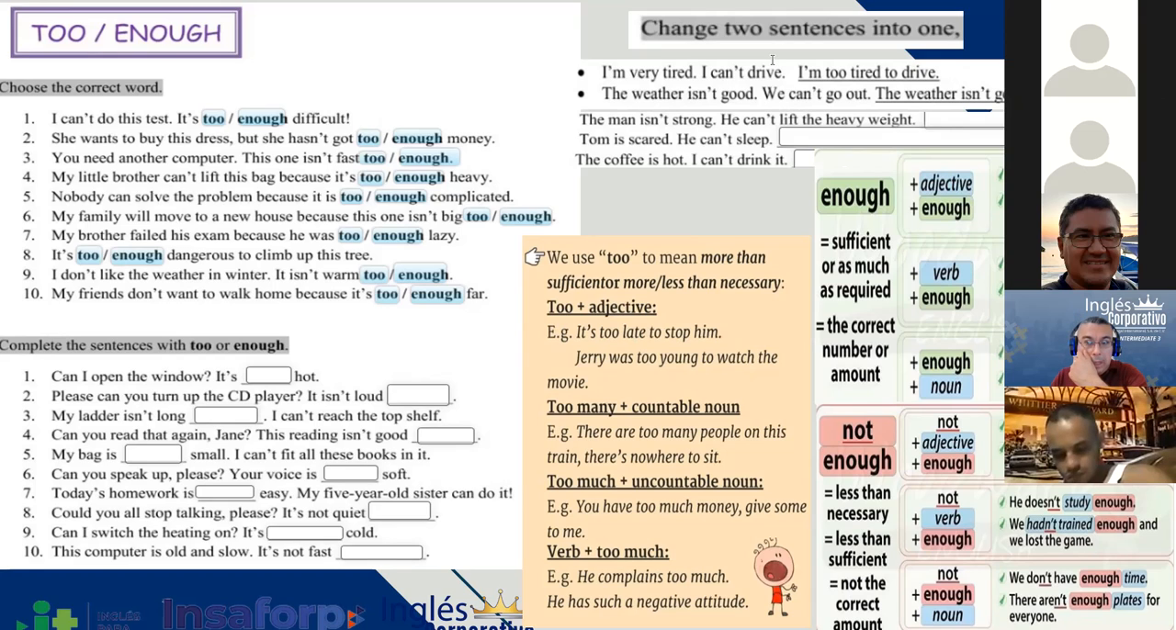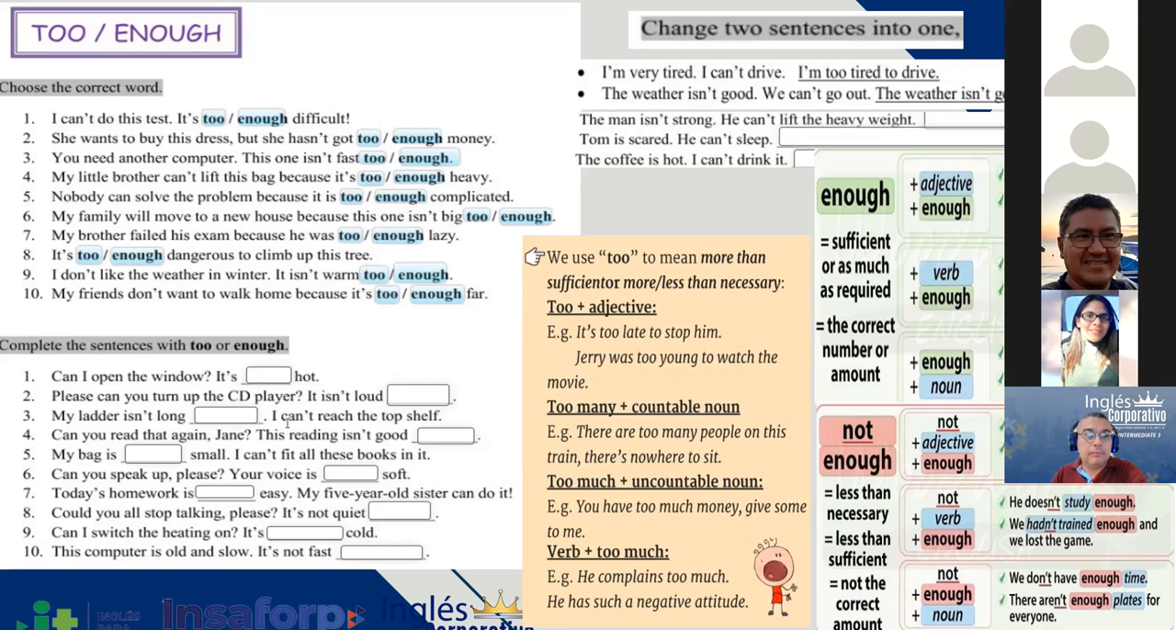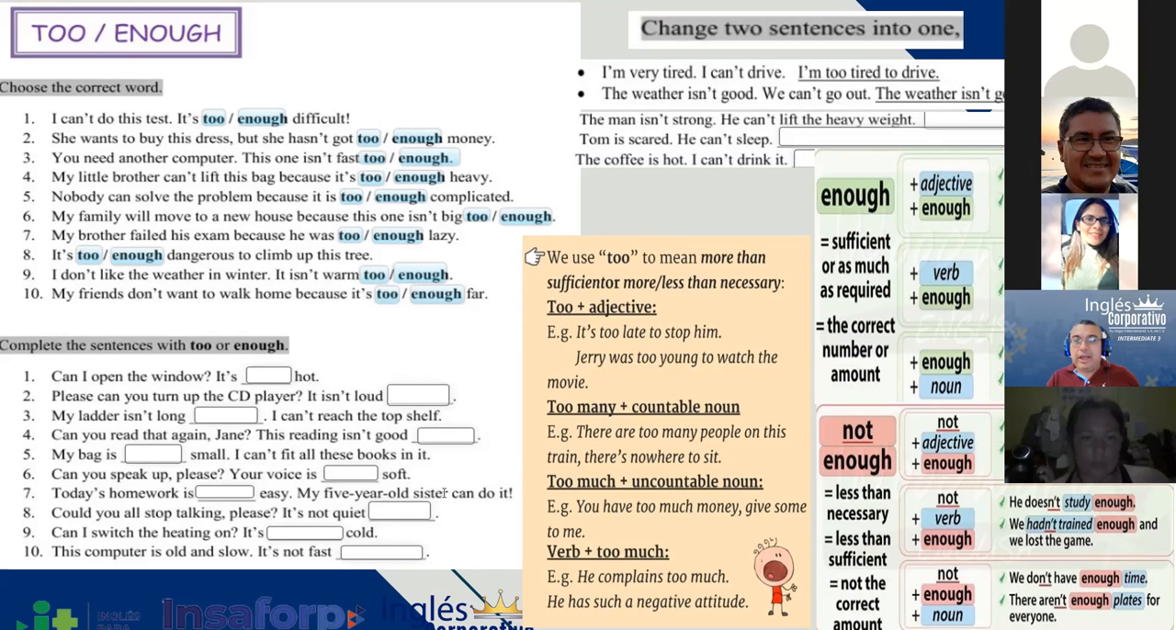Let me see who raised their hand. Me, teacher. Okay, Carlos, then Rolando, then Diana. Carlos. Okay, my ladder isn't long enough. I can't reach the top shelf. Very good. Excellent. Perfect. Very good. Rolando, Diana, Abigail.